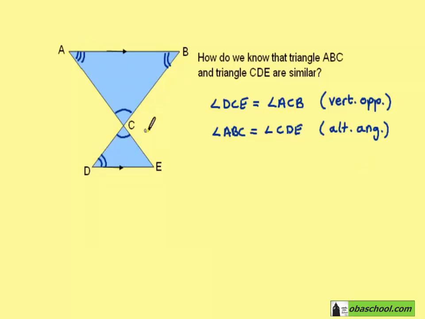Once we know that two of the angles are the same, it follows that the third must be as well. That's because, in both cases, the angle sum for the triangle is 180 degrees. Often we're asked to give a reason why the two triangles are similar. In this case, we can say the reason is AAA, or that all three angles are the same.